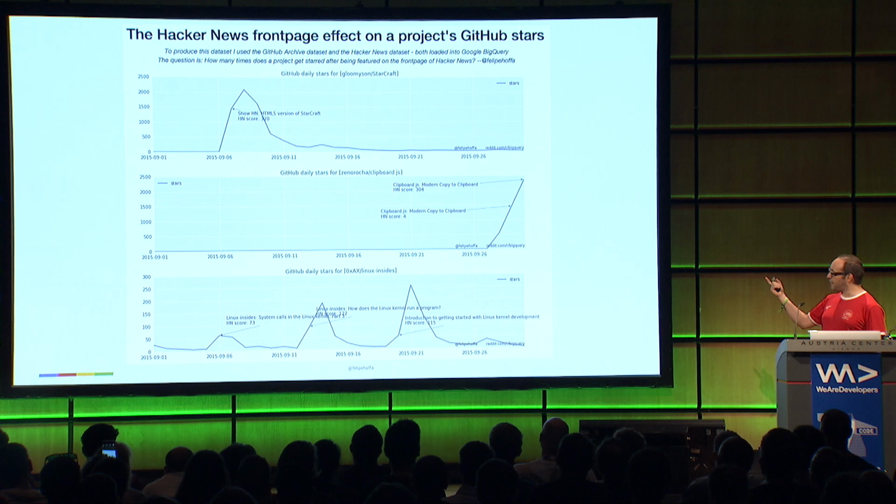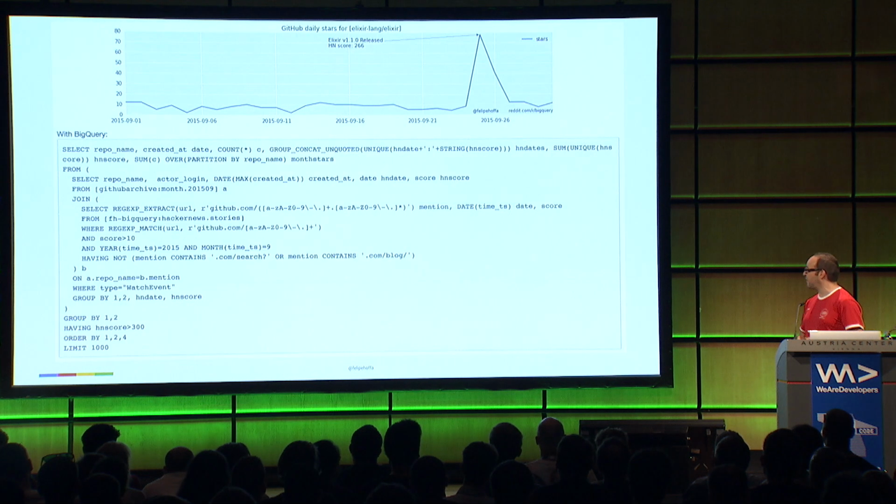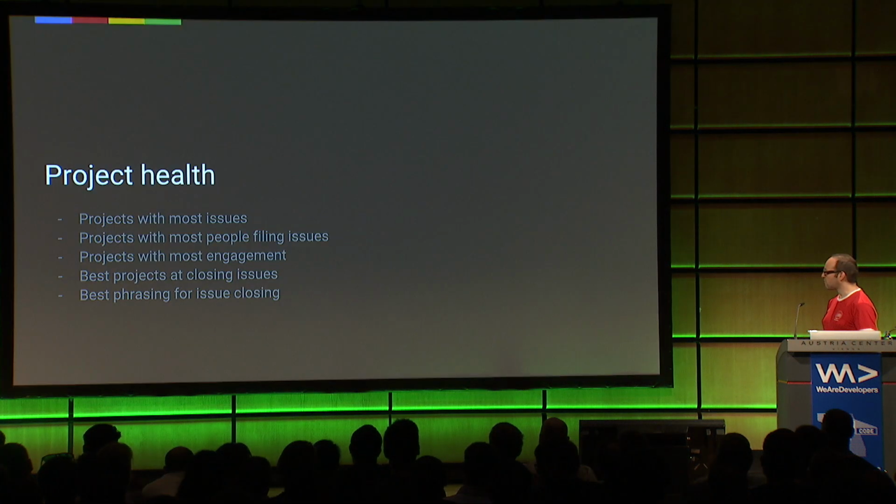What's even more interesting is that I didn't annotate this manually. I have Hacker News also in BigQuery. So you can start running joins and finding the effect that Hacker News has on projects. And it just takes a query like this.